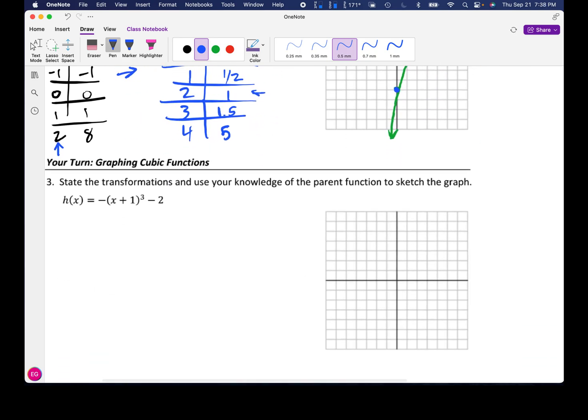Here's your turn. You should pause the video now, and you should try it on your own. How'd that go? Was it easy? All right, you probably didn't even pause the video. I don't know if I can trust you. Bunch of hooligans, right?